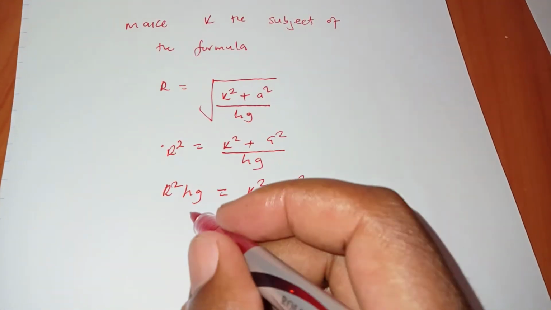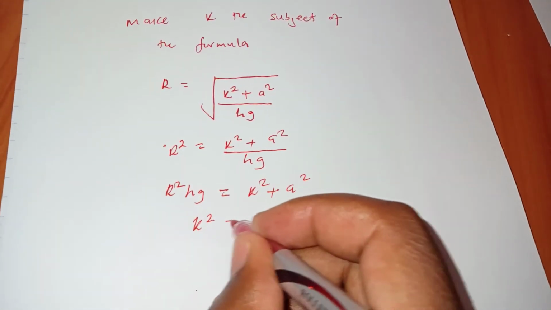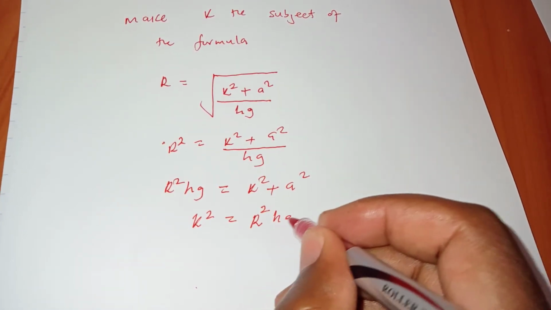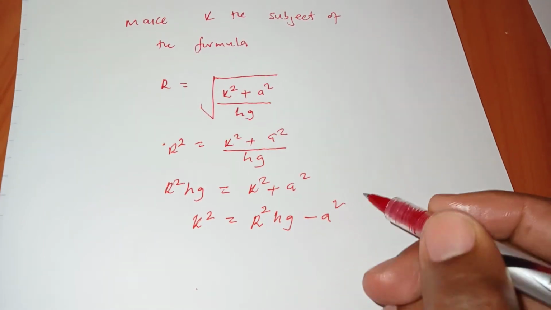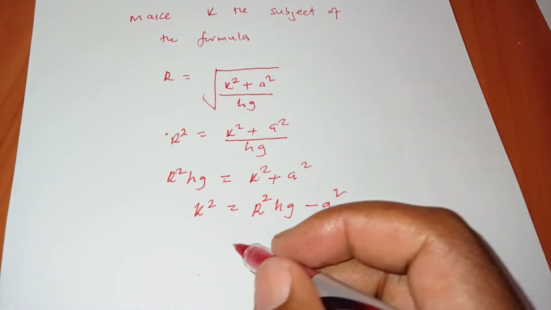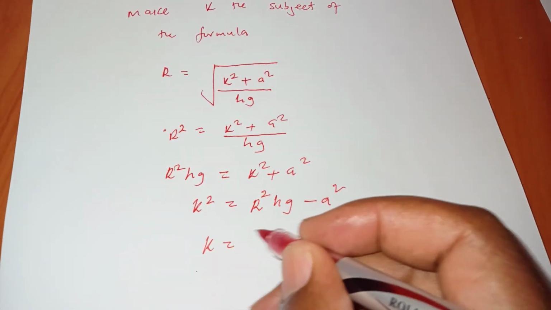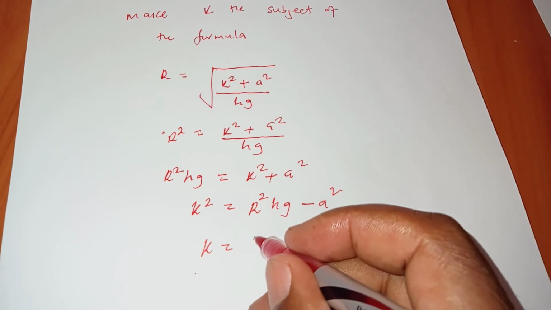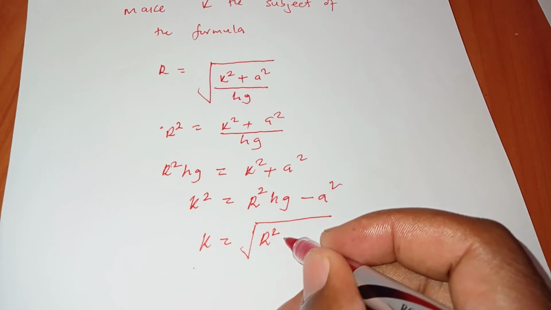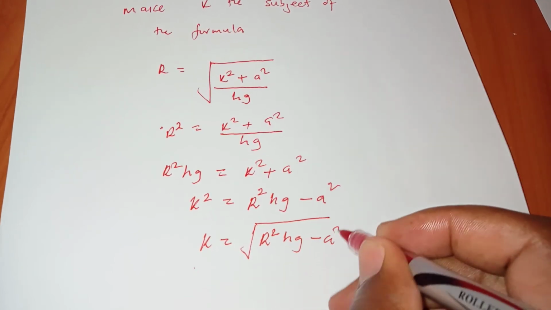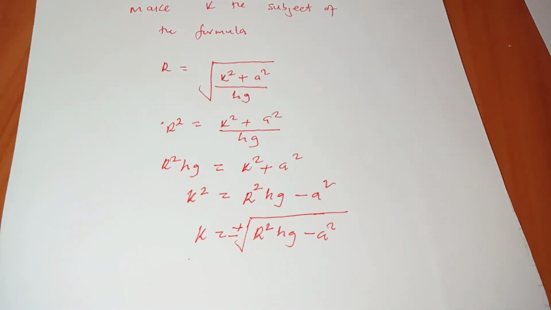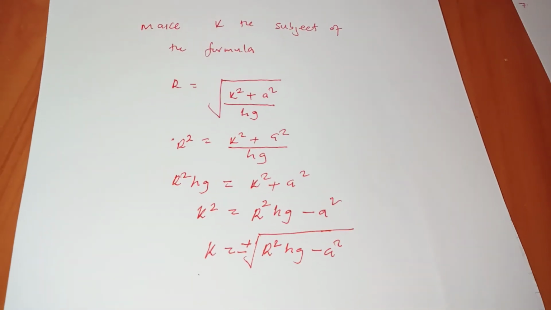Still want to find k, so we can take our a squared to the left, and so that will be r squared hg minus a squared. Okay, when you rearrange, that's what you get. And now from here we're almost done. We square root both sides because we need k and not k squared. So we square root both sides, and you're going to have r squared hg minus a squared, right? And you must leave your answer in plus or minus, because the square root of a number can either be positive or negative.